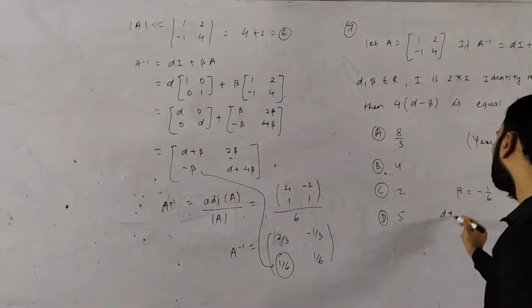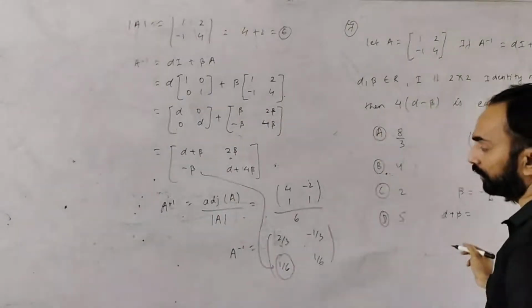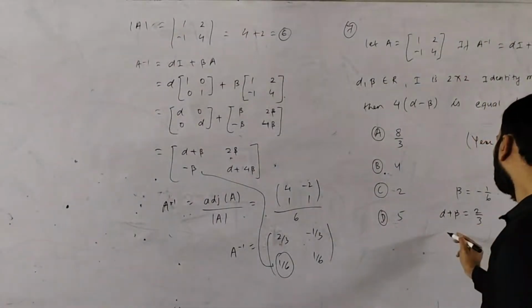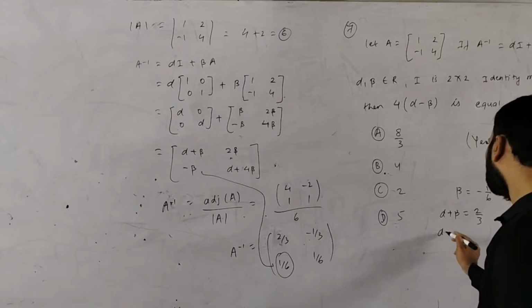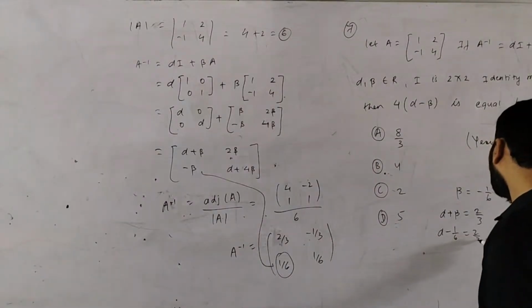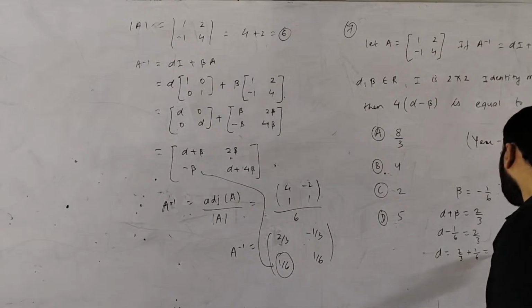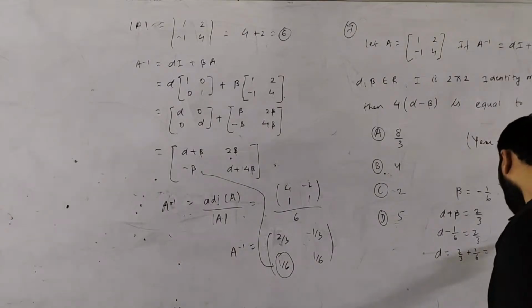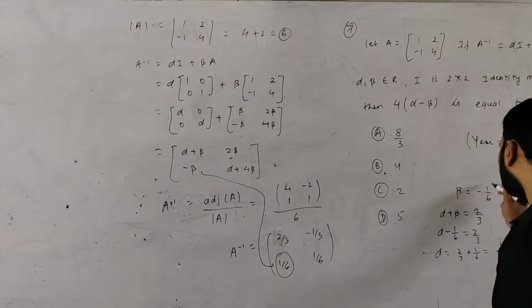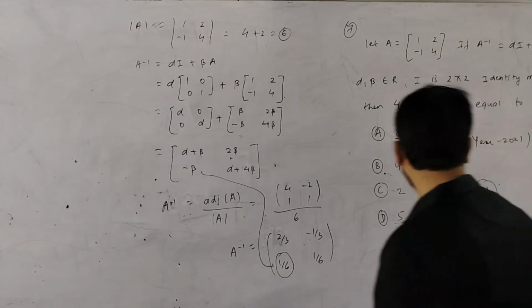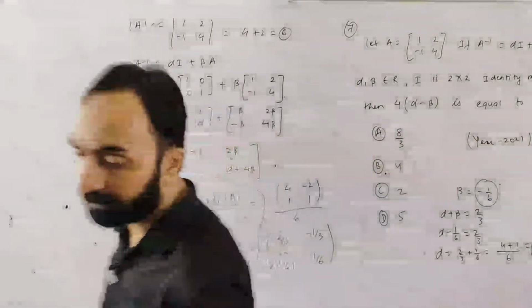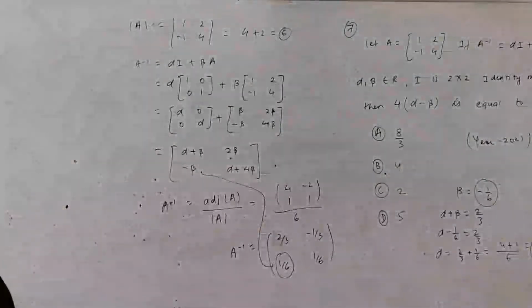Alpha plus beta is equal to 2 by 3. So beta is equal to minus 1 by 6, so alpha minus 1 by 6 is equal to 2 by 3. So alpha value will become 2 by 3 plus 1 by 6, that is 4 plus 1 over 6, that is 5 by 6. Make sure these alpha and beta values are correct. Cross check the alpha and the beta values. Alpha is coming as 5 by 6 and beta is coming as minus 1 by 6.